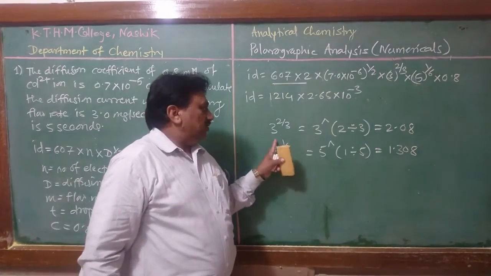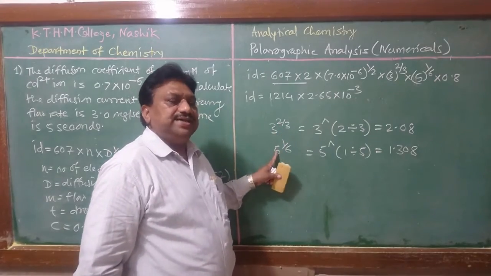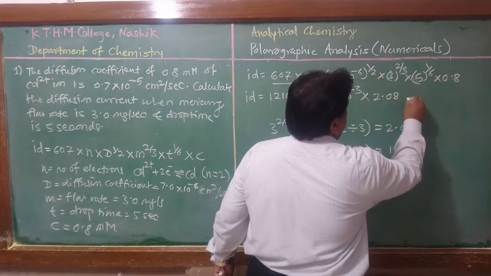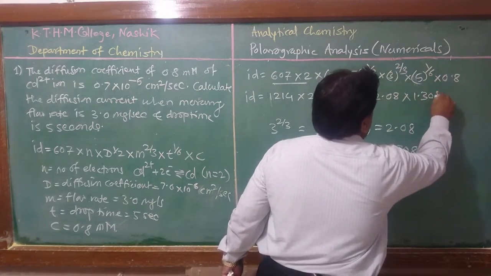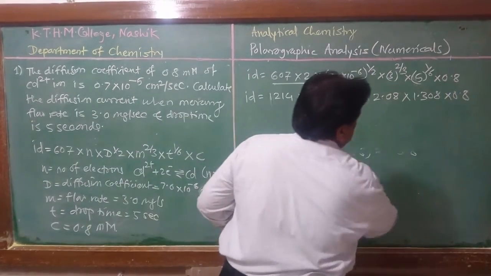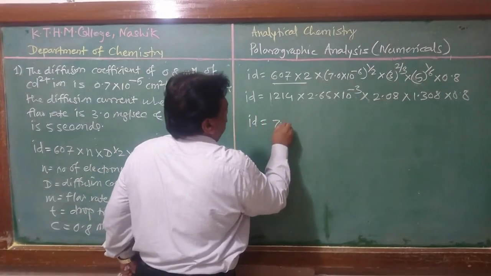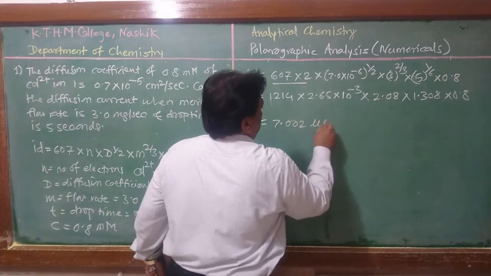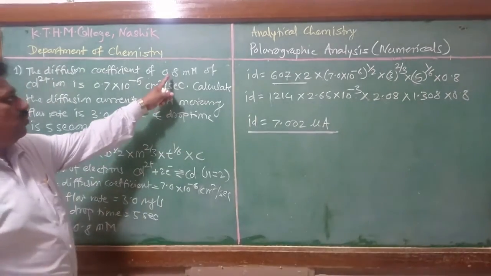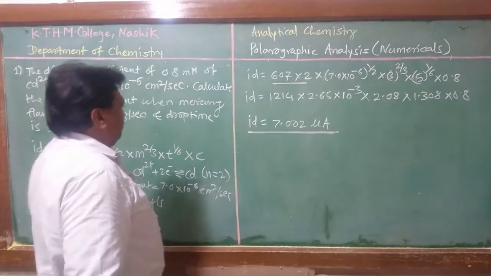Therefore, by using a scientific calculator, you directly find out the value of 3 raised to 2 by 3 and 5 raised to 1 by 6. Putting this value into this equation, 2.08 into 1.308 into 0.8, when we solve all these, we have the answer that is equal to 7.002 microampere. Therefore, the diffusion current in the reduction of 0.8 millimole of cadmium is equal to 7 microampere.